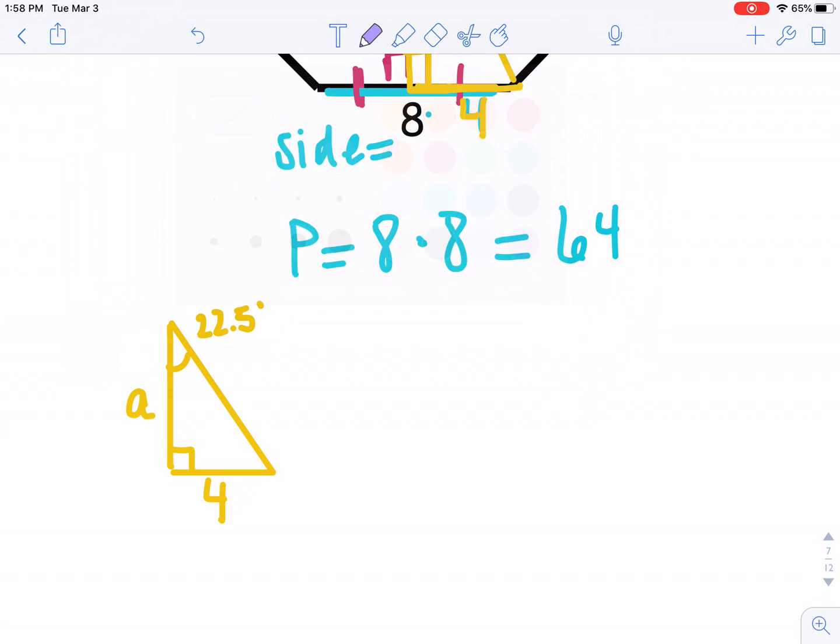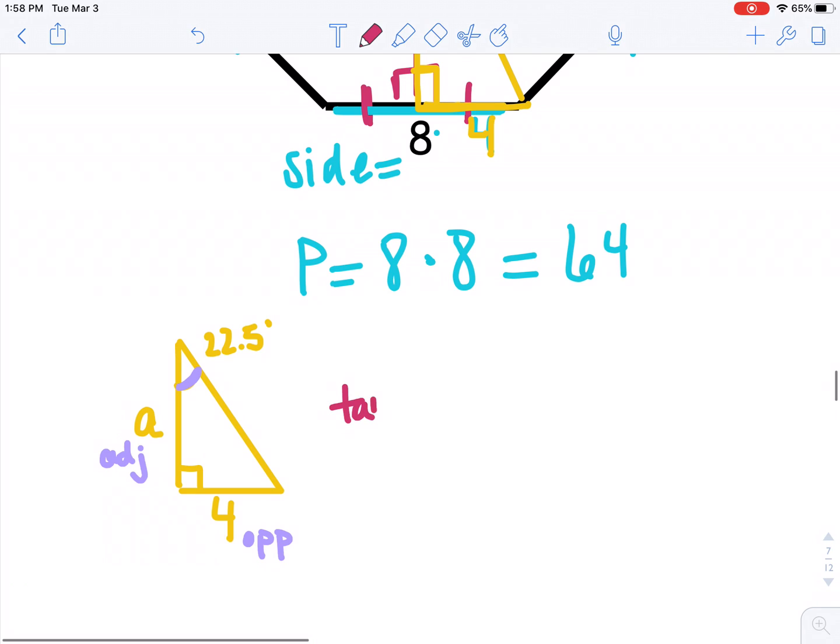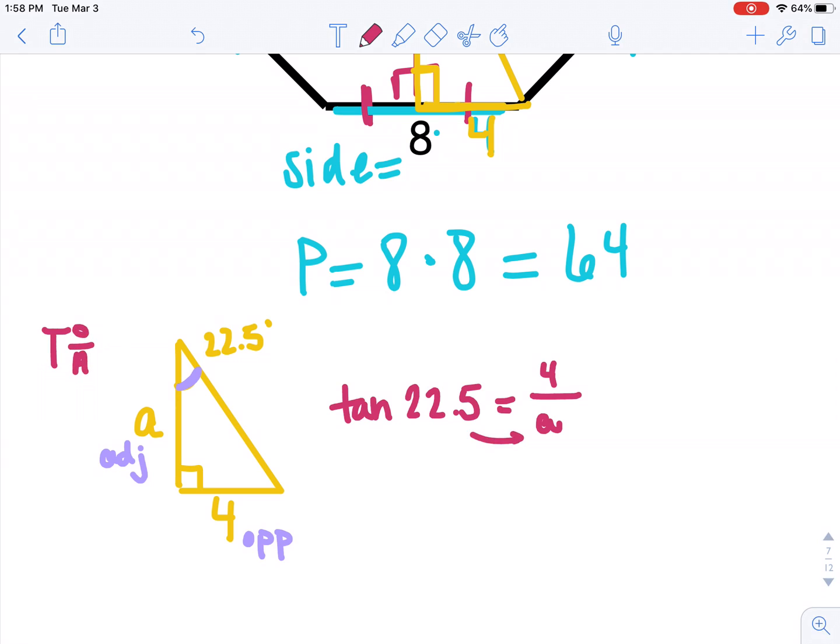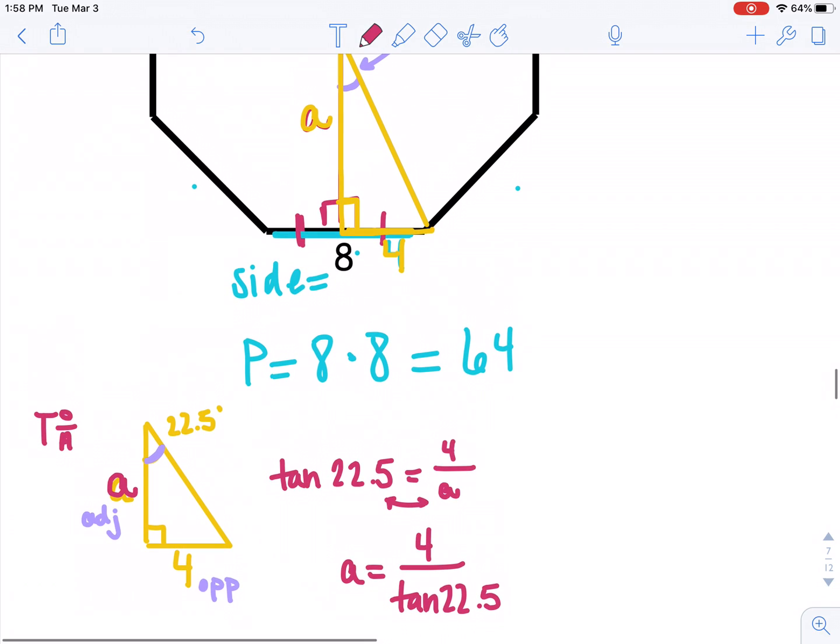So if I focus in on this angle, 4 is my opposite side, A is my adjacent side, and so I know that the trig that I need to use to solve for my apothem is tangent. So SOHCAHTOA, tangent of 22.5 is equal to the opposite side 4 over the adjacent A. Again, we use SOHCAHTOA, opposite over adjacent, to solve. So I'm going to use my shortcut that we've discussed, that we can just switch those spots with the variable. A is going to be 4 divided by tangent of 22.5. That's the value for my apothem in my diagram.